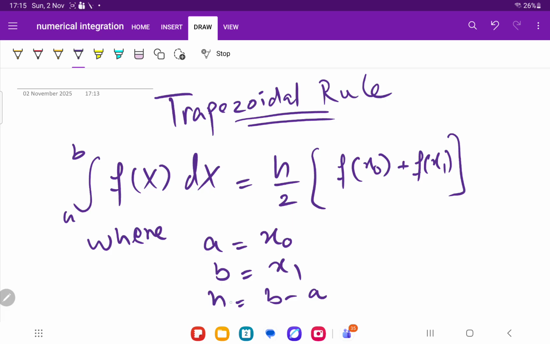The difference between a and b is called the h. That is called the h. Let me write. H is b minus a. Okay. So f of x naught plus f of x1.